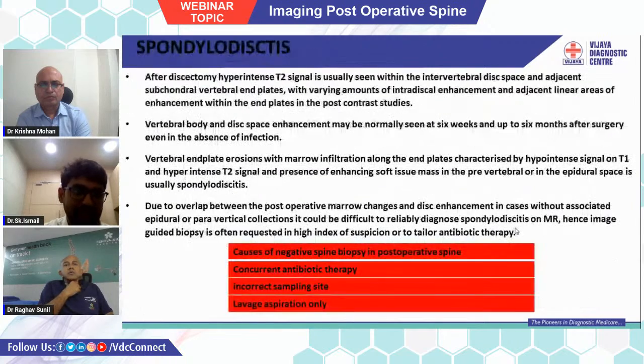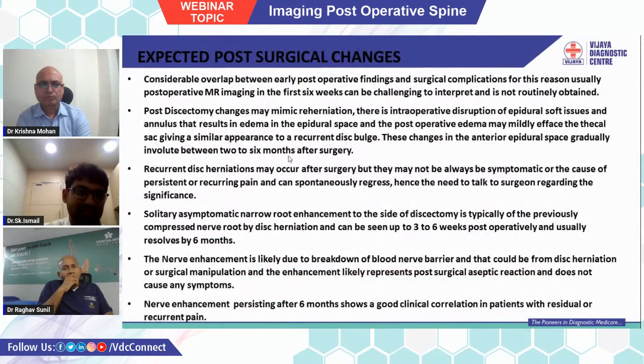Before going for spondylodiscitis, it is always important to keep in mind that there is considerable overlap between early postoperative findings, and postoperative MR imaging within the first 6 weeks is very challenging to interpret. And in post-discectomy changes, there is manipulation of the anterior epidural space and annulus that results in anterior epidural space edema, and that mimics a recurrent disc bulge. These changes persist up to 2 to 6 months after surgery.